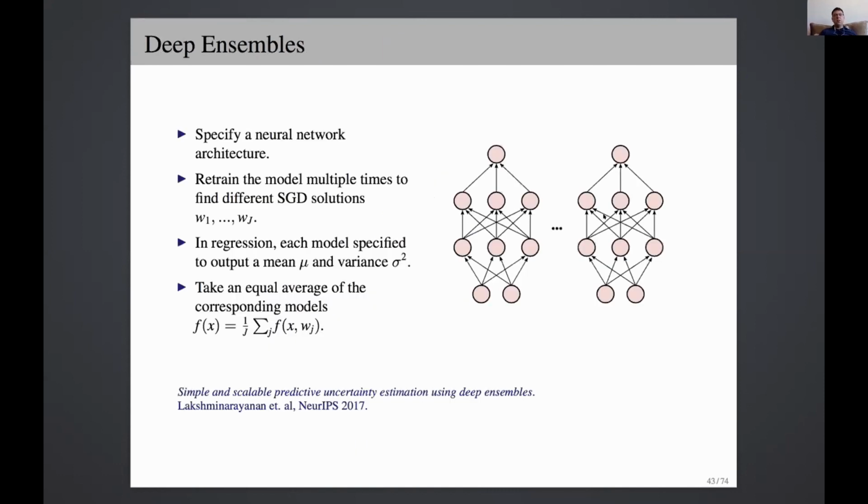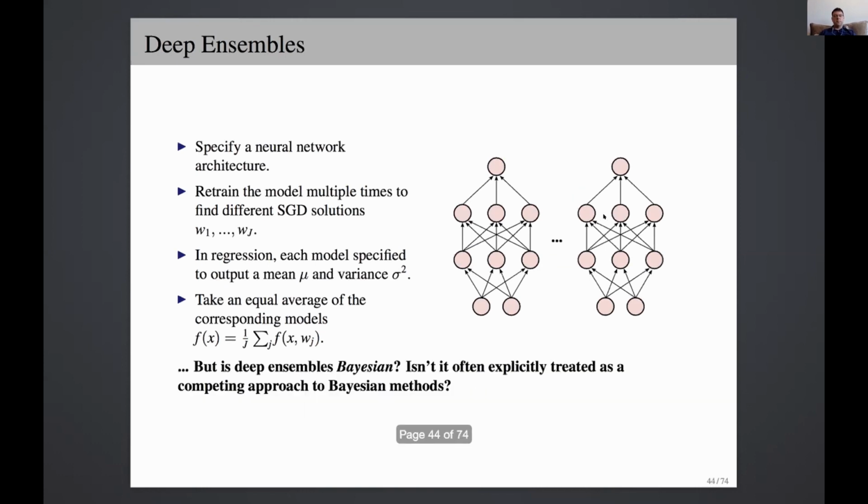Finally, deep ensembles has been a very popular approach to epistemic uncertainty representation in deep learning and has achieved very good practical results. The basic idea is to specify a neural architecture and then retrain that architecture multiple times to find different SGD solutions. So we get a set of weights, W1 to WJ, associated with retraining this model J times. In regression, again, each model can be specified to output a mean mu and a variance sigma squared. And then we take an equal average of the corresponding models that we get to form our deep ensemble.